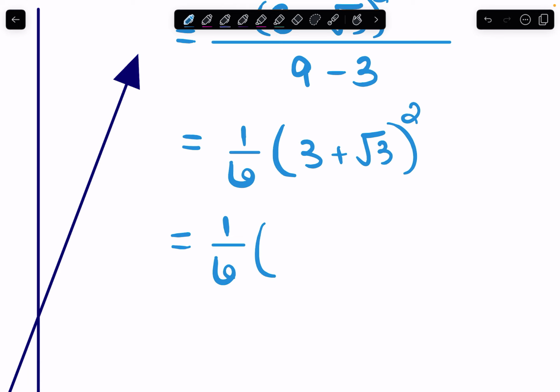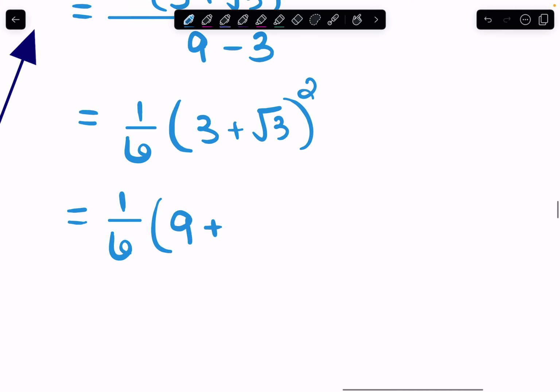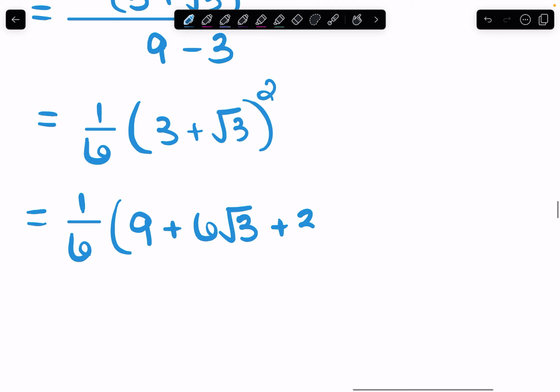So you're, again, thinking FOIL. If you want to write them side by side, you can. That's going to give you 3 times 3, 9, plus 3 square root of 3, plus another one. So that's going to be 6 square root of 3. And then last, square root of 3 squared, 3.